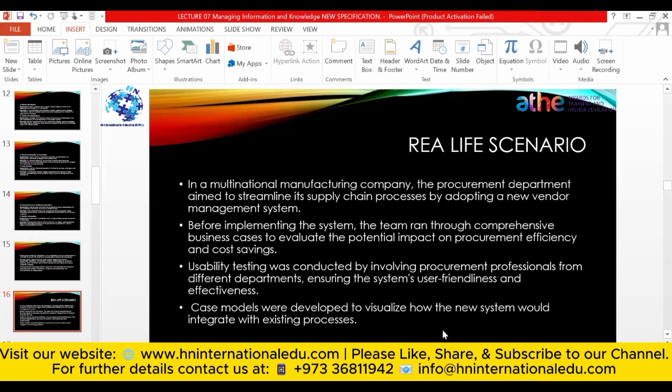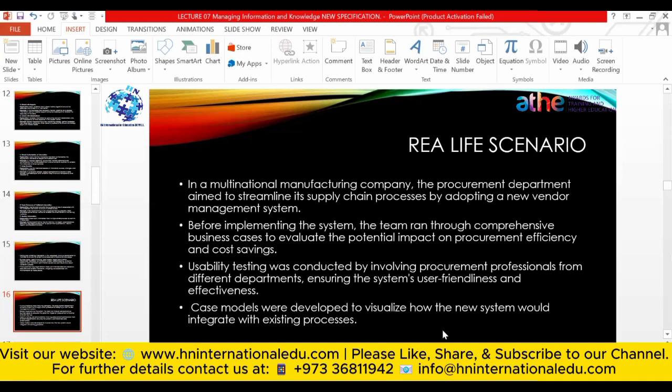That is a new vendor. Before implementing the system, the team ran through comprehensive business cases to evaluate the potential impact on procurement efficiency and cost savings. Usability testing was conducted by involving procurement professionals from different departments, ensuring the system's user-friendliness and effectiveness. Case models were developed to visualize how the new system would integrate with existing processes.